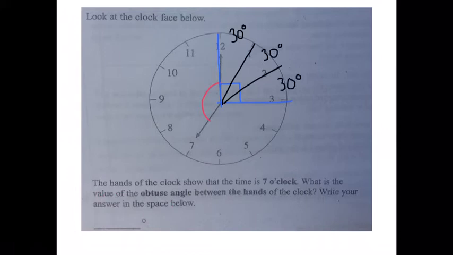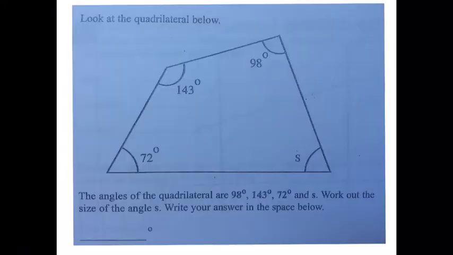So the size of the angle between the numbers is 30 degrees. Now we can look at the red angle that we need to figure out the answer of. So let me change the colour. We've got 1, 2, 3, 4, and 5. So 30, 30, 30, 30, 30. 5 30s, which is 150 degrees, which is your answer.